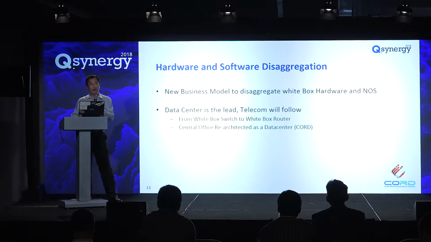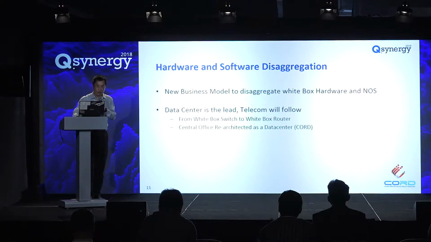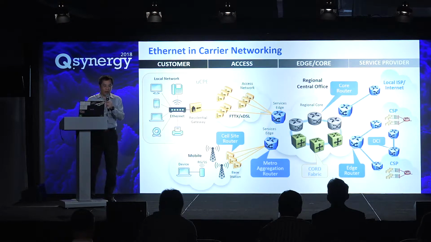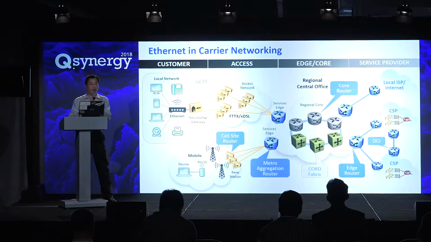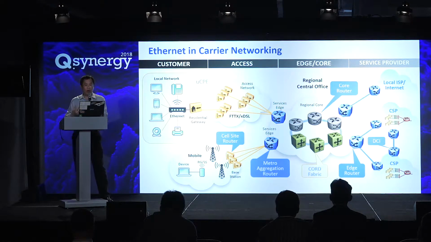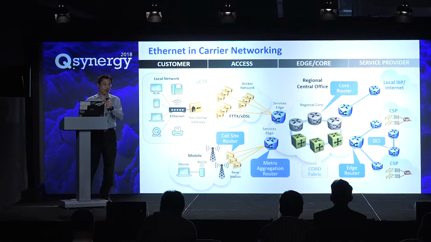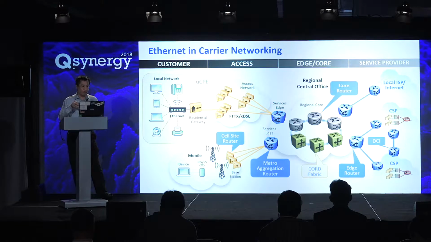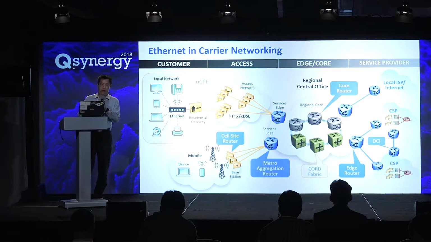So we do see some business opportunity for white box routers in the telecoms. Talking about routers, on this page there are multiple segments in telecom and ISP networking. And our current focus is on the core router, edge router, and aggregation routers. This is where Quanta migrates from the data center to the telecom, and our networking team's first move is on the core, edge, and aggregation routers.